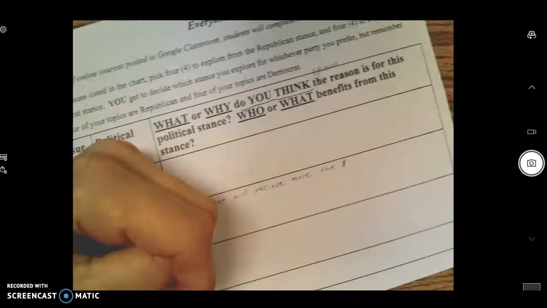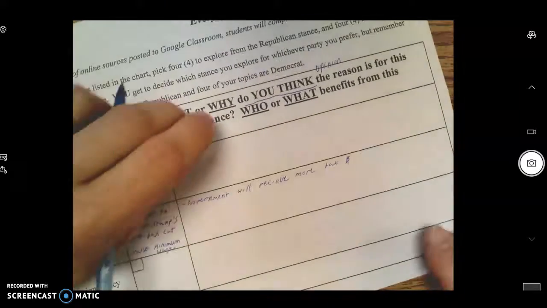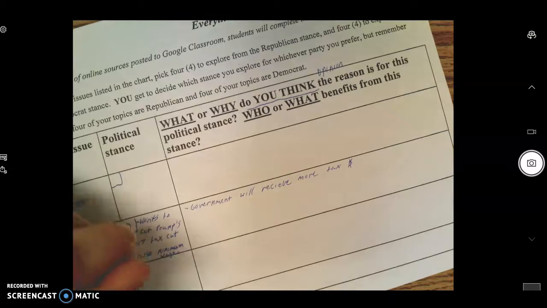Can I move? I can't see anything. Yeah, sure. If you want. Stupid glare. I know. Stupid glare. I was going to say, if you sit right there, that may help.